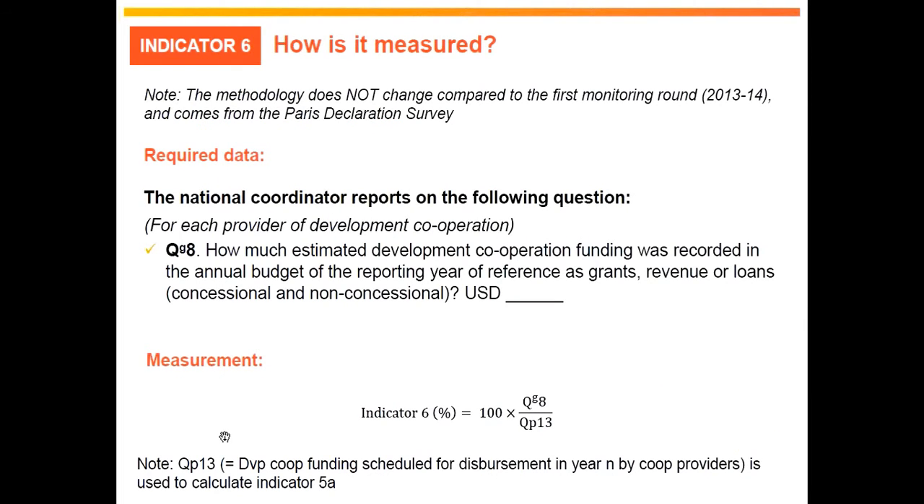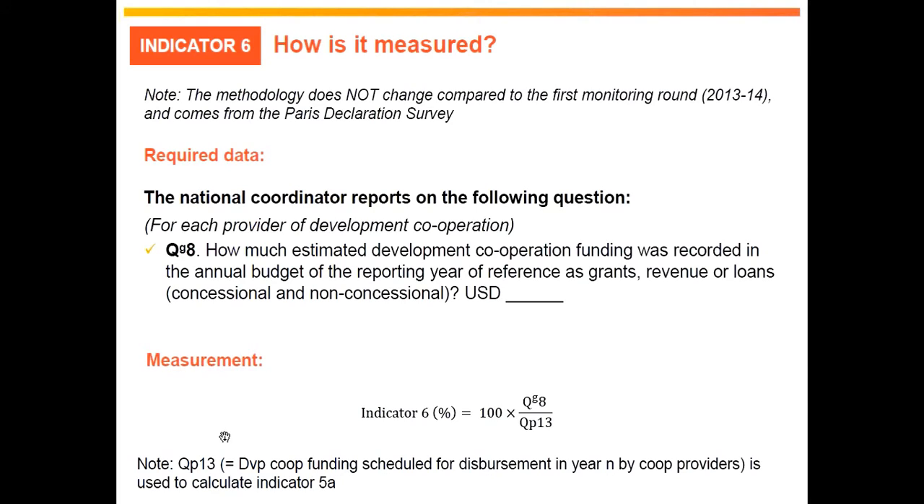So again, this is another one of those indicators that, similarly to Indicator 5, has a methodology that has not changed from the previous monitoring round. It's the same. And it also has a history going back to the surveys for monitoring the commitments to the Paris Declaration in 2005, 7, and 10. Okay, so specifically for this indicator, we're asking for the national coordinator to report on the following question.